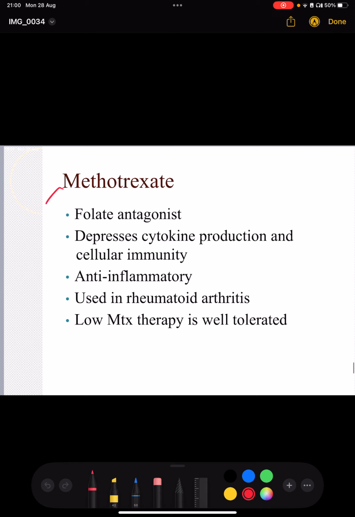Okay, so methotrexate is a folate antagonist. Folate antagonist, just like a certain antibiotic. That's right, just like cotrimoxazole. I just wanted to insert that over here to increase retention of that. But this is also a folate antagonist. That is in bacteria. This is a folate antagonist in humans.